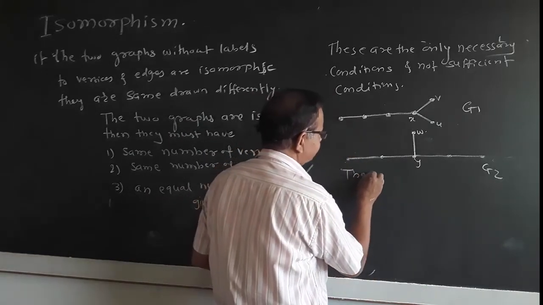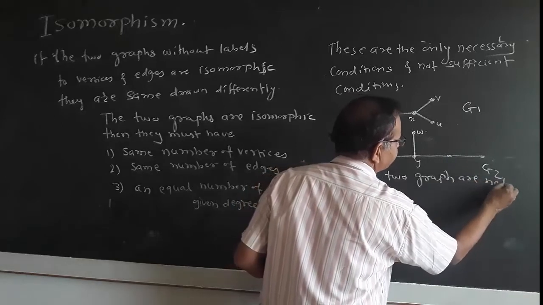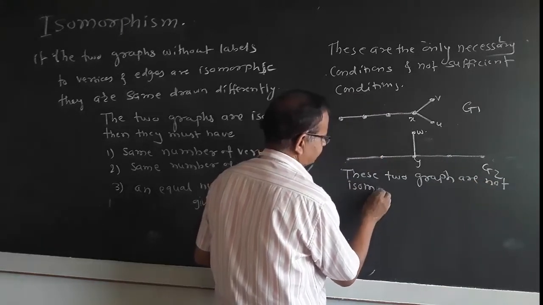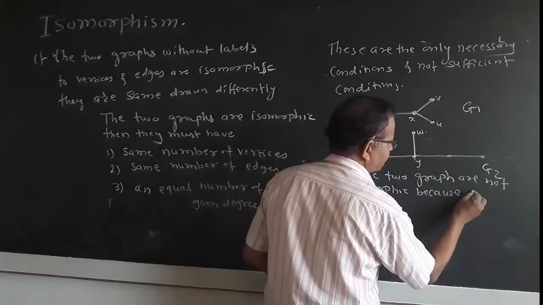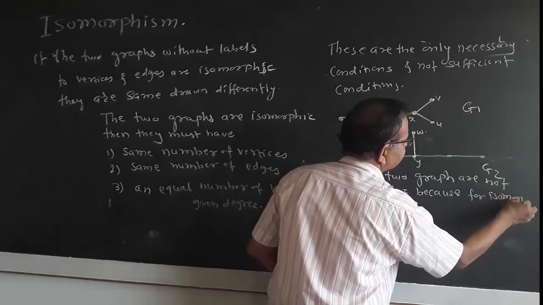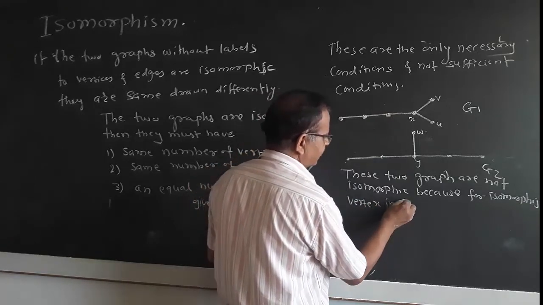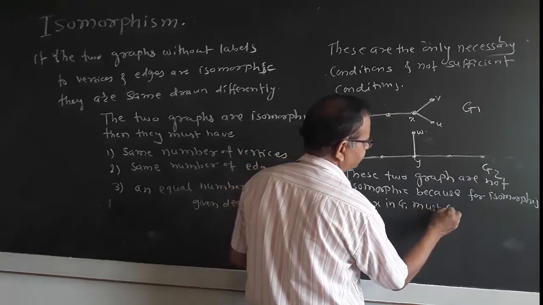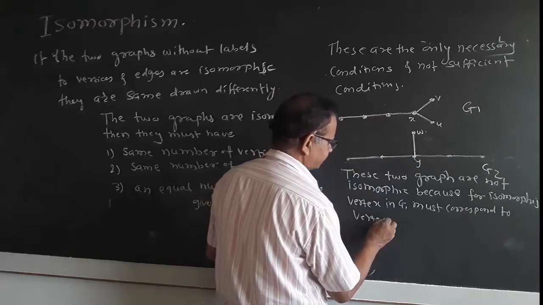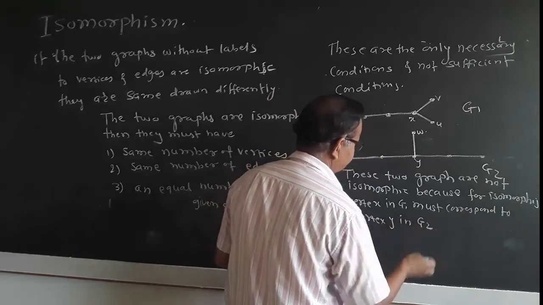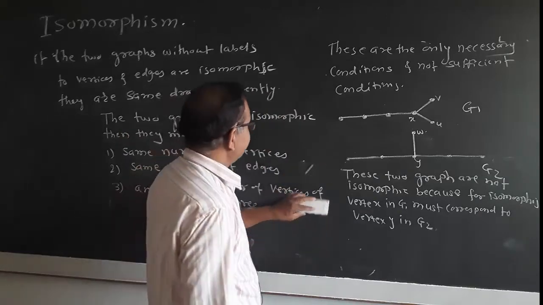These two graphs are not isomorphic because for isomorphism, vertex X in G1 must correspond to vertex Y in G2, because they both have degree 3 and there is only 1 vertex in each graph of degree 3.